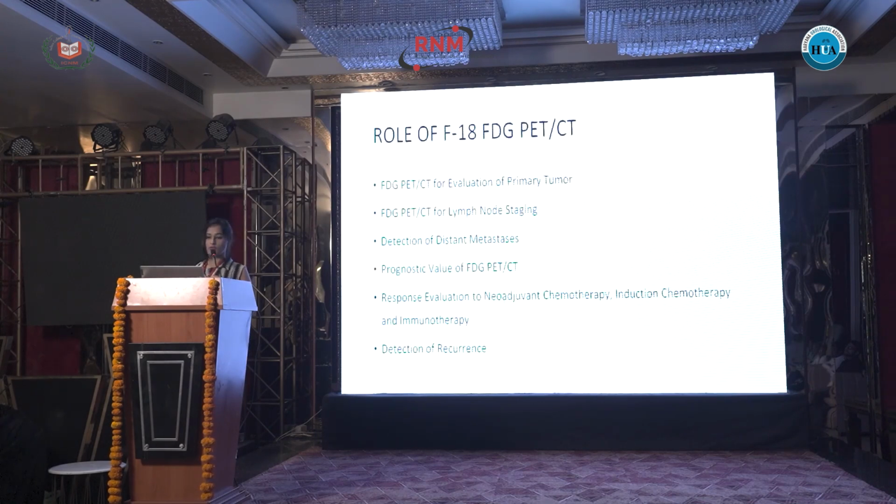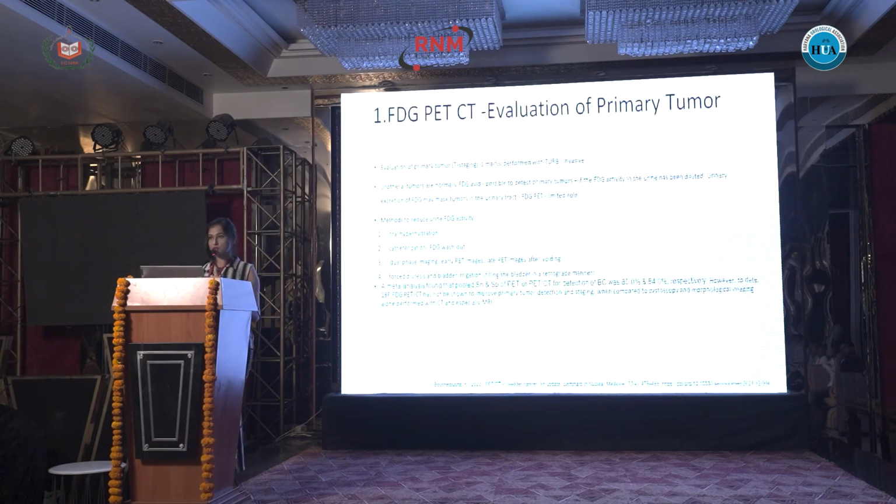And I will be discussing the role of FDG PET-CT under 6 heads. So coming to evaluation of the primary tumor, as I already said, TURBT itself will give us the idea about T-staging, and the basic drawback is that FDG has renal elimination. So what are the ways that we can reduce the visibility of FDG in the urine while we see the lesions? The methods include oral hyperhydration, catheterization, dual phase imaging, taking an early phase and a delayed phase, and forced diuresis and bladder irrigation.